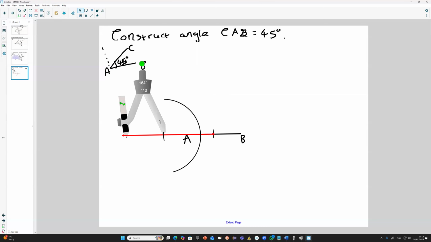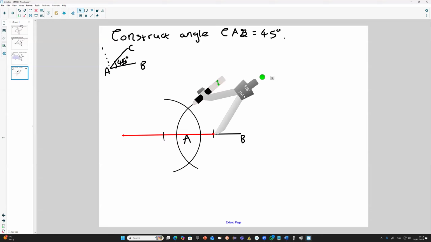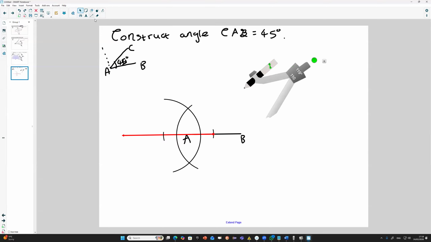And I do the same, again, leaving the compass at the same level. Do the same on the other arc. Join those up. And then you can see that you've got the perpendicular bisector, or the perpendicular line that will go through A, if I just join up the two arcs that I've made. Like that. So now we should see that we have a 90-degree angle here.